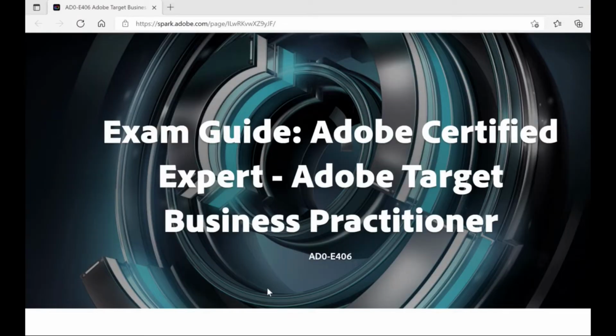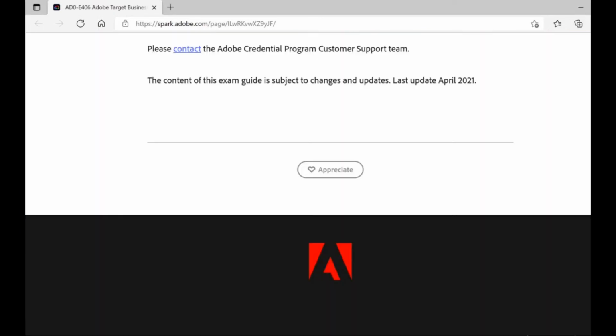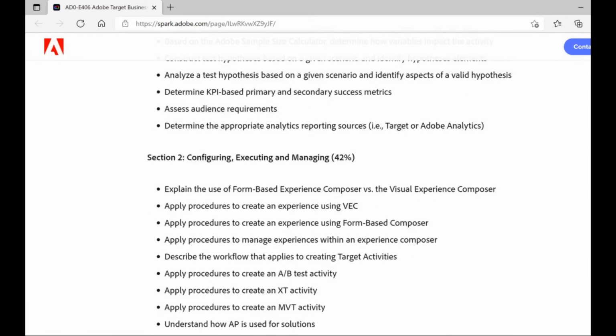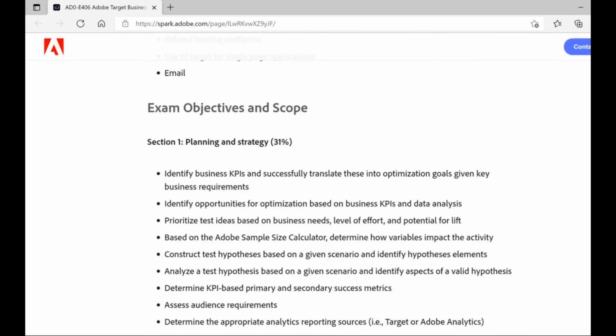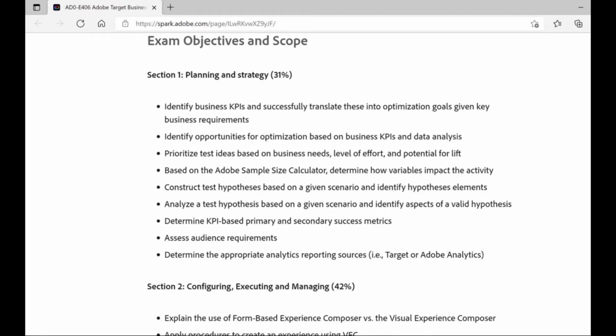Let's move on. This is the exam guide that we have for Adobe Target Business Practitioner, and we need to look at the different exam topics that they have mentioned here, like the different sections, what the weightage is, and how we go about these different topics. For example, section 1 is planning and strategy, which has a 31% weightage. Then you have configuring, executing and managing, which is section 2, with a 42% weightage, and so on.